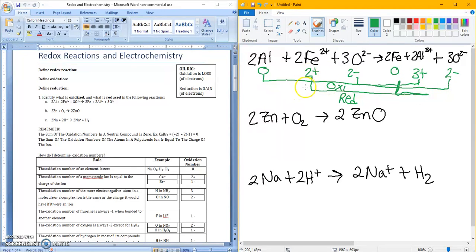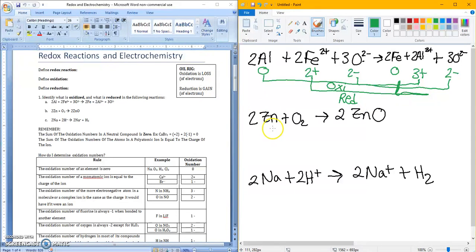So when we talk about oxidation as being loss, we're talking about when an atom loses electrons and becomes positive or more positive. And reduction is when an atom has a positive charge or is neutral and then becomes more negative, or neutral in this case. Alright? So let's go try down here.